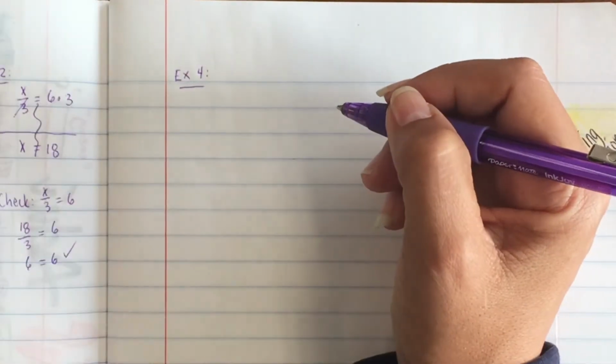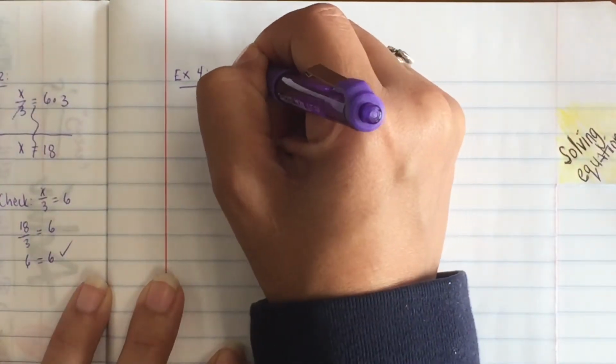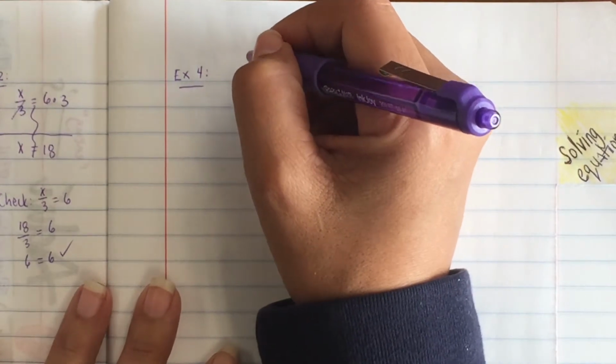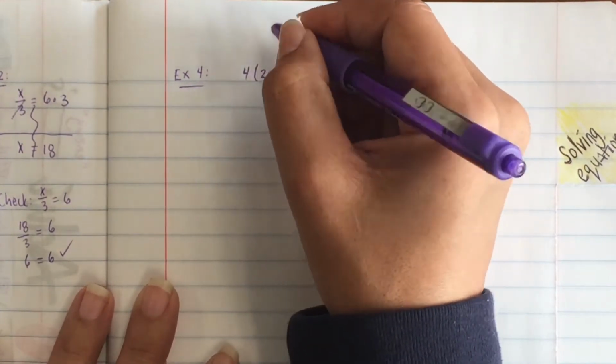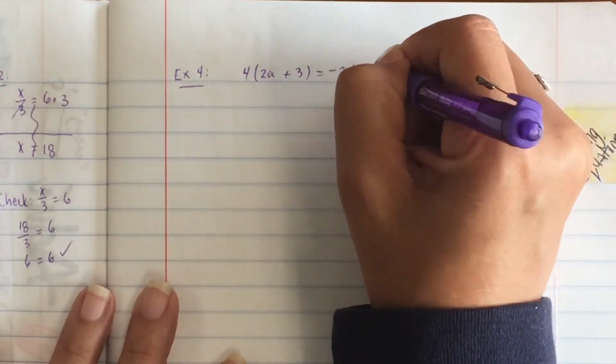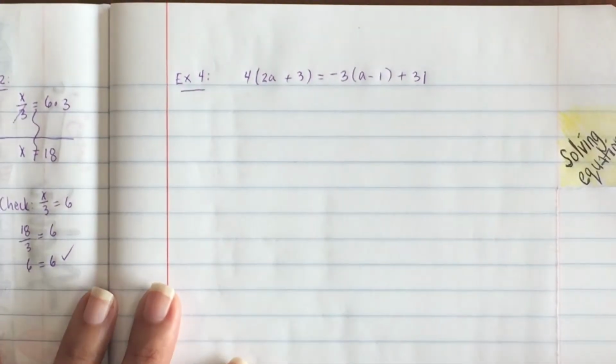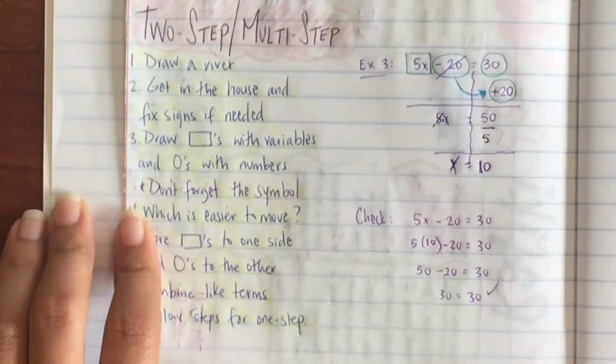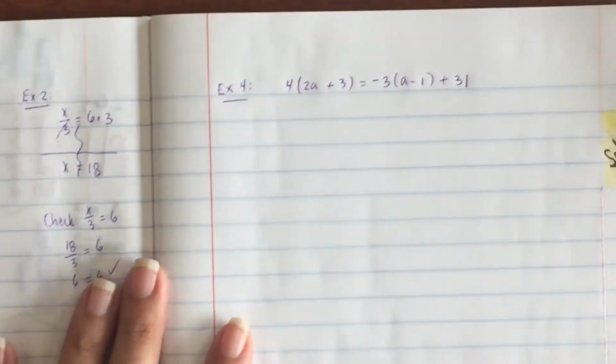Now let's take a look at another example. If I have 4 parentheses, 2a plus 3, close parentheses, equals negative 3, open parentheses, a minus 1, close parentheses, plus 31. Alright, so again, draw a river.